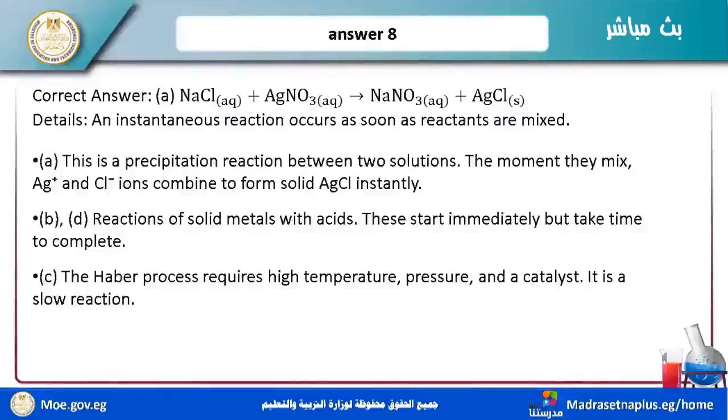B and D are reactions of solid metals with acids. This starts immediately but takes time to complete. In C, the Haber-Bosch process requires high temperature, pressure, and a catalyst. It is a slow reaction. Now we explain the reasons for each of these.